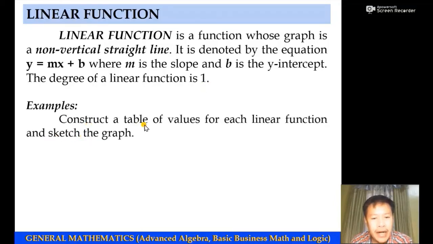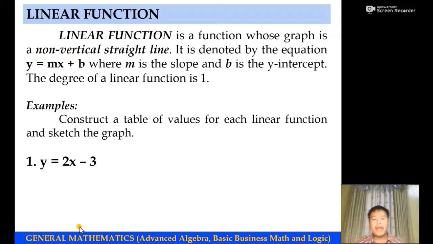Set up or construct a table of values for each linear function and sketch the graph. Number 1. Y is equal to 2x minus 3. Take note, this equation is already in the slope-intercept form, wherein our m is 2, and take note that m is our slope, and our b is negative 3. Therefore, y is equal to 2x minus 3 is a linear function already in the slope-intercept form.